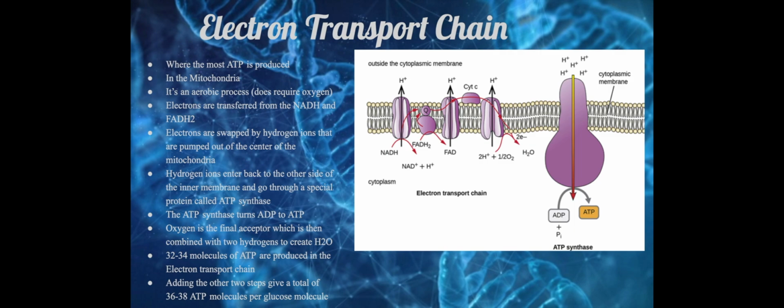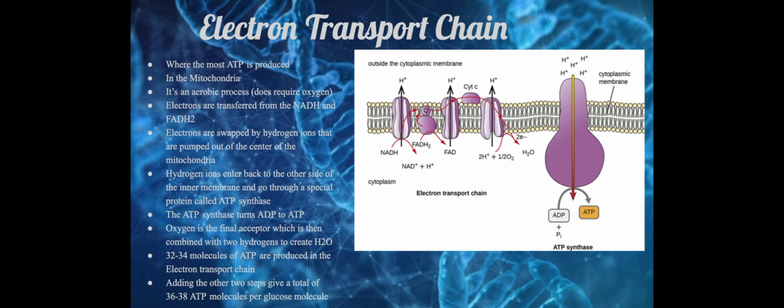Now, the ATP synthase, just like in photosynthesis and in the light reactions, adds a phosphate to adenosine diphosphate or ADP and turns it into ATP. Oxygen is the final acceptor, which is then combined with 2 hydrogens to create water or H2O.